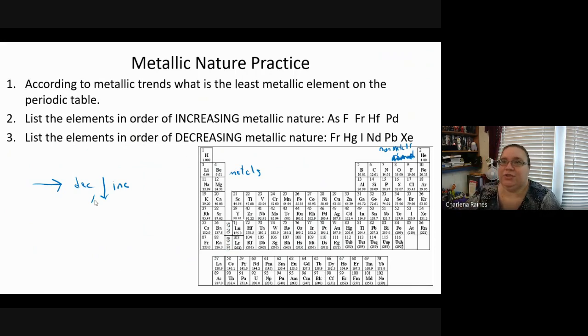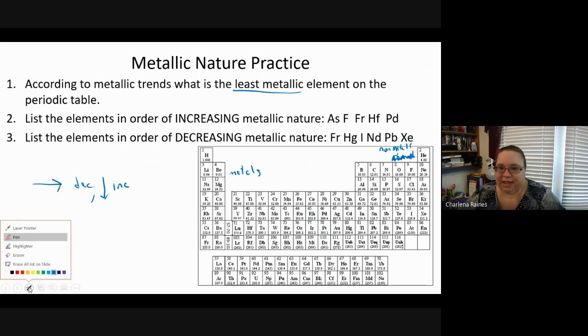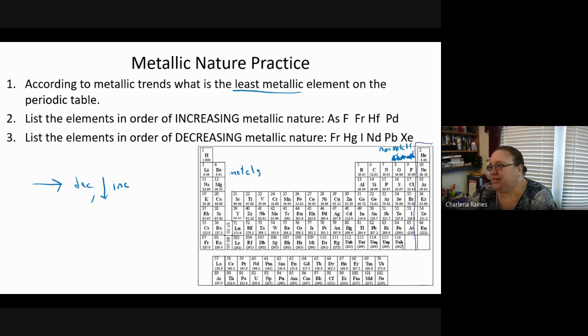So according to the trends in metallic nature, what is the least metallic element? Well, my least metallic element is going to be an element on the right side of the table, because we decrease as we go across. I'm trying to figure out which of my noble gases is the least metallic. Well, if I increase in metallic nature as I go down, that means helium, He, is the least metallic element on the periodic table. The most metallic would be completely opposite of helium, so francium.